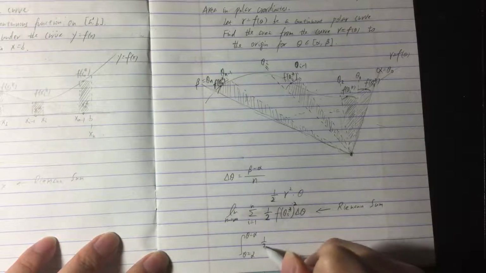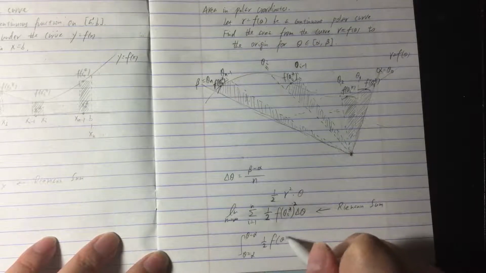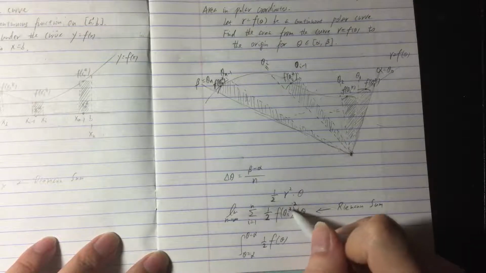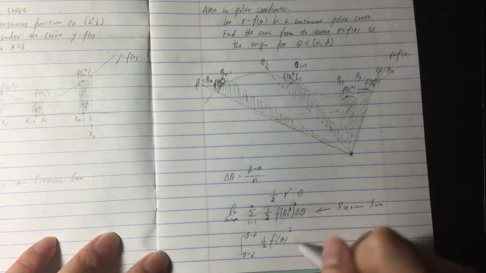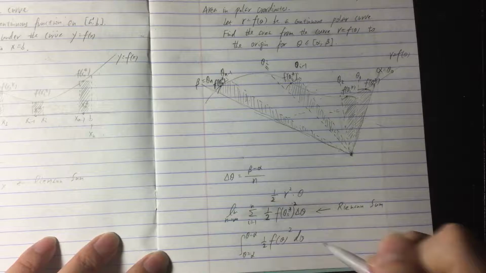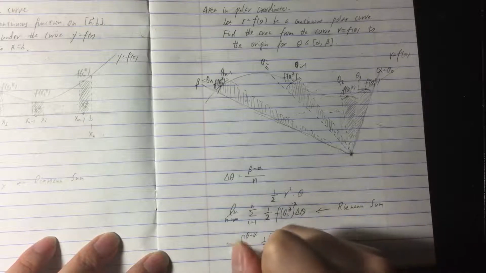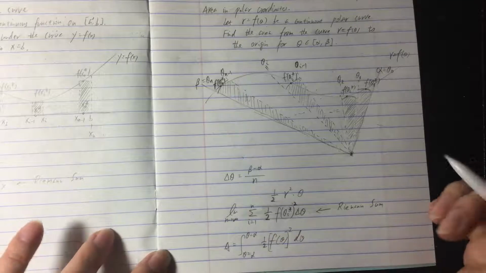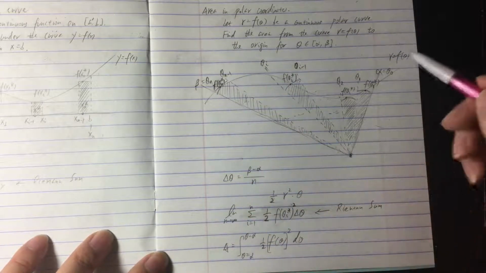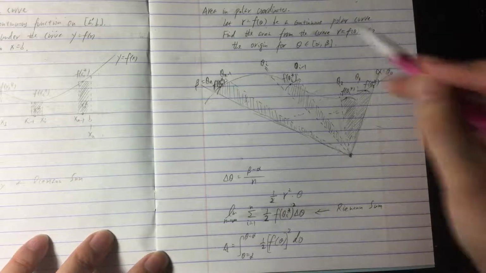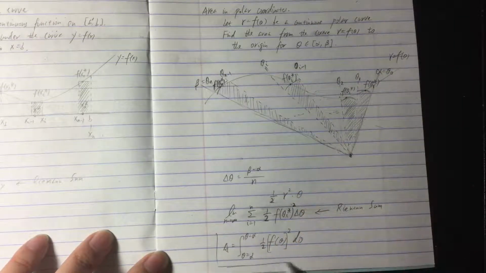Half of f of theta i star becomes f of theta. The square stays the same. Delta theta becomes d theta. That's the area from a polar curve to the origin, for theta between alpha and beta. Keep this formula in mind.